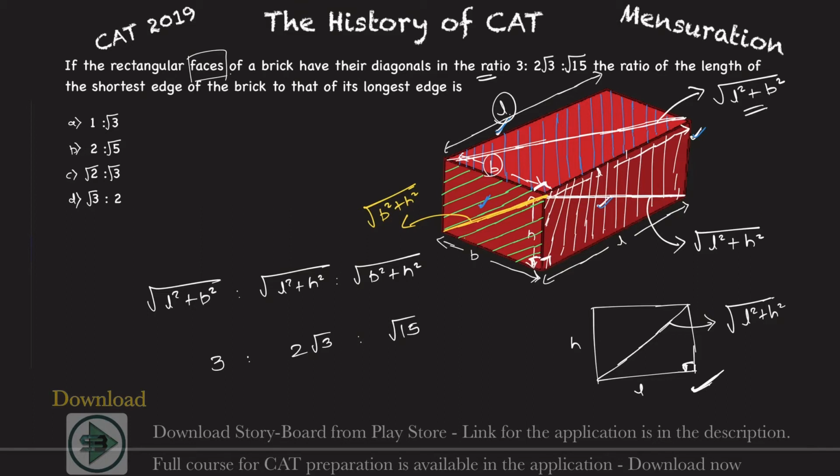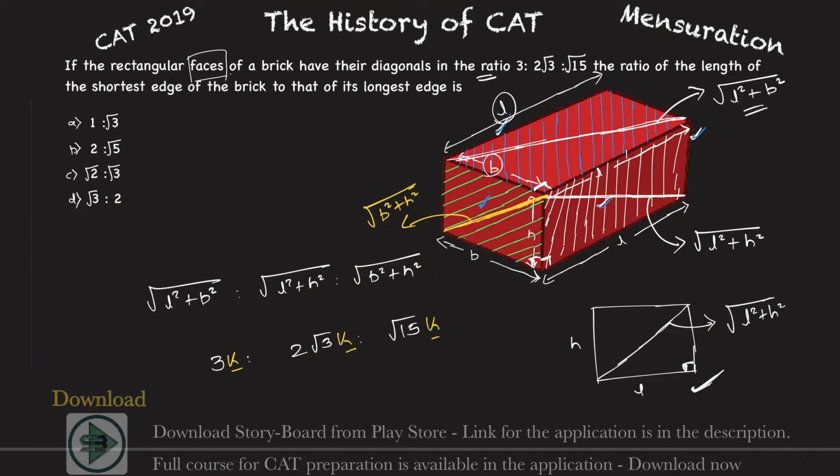But since this is a ratio, it is not giving me an absolute value, so I'll multiply this by a common factor, say k. This multiplied by k, this multiplied by k, this multiplied by k, because as you know, the ratio does not give you the value. To get a value you need to multiply it by some constant term. I don't know what that constant term is, so I call it k. So this is now the length of the diagonals that is being given to me.